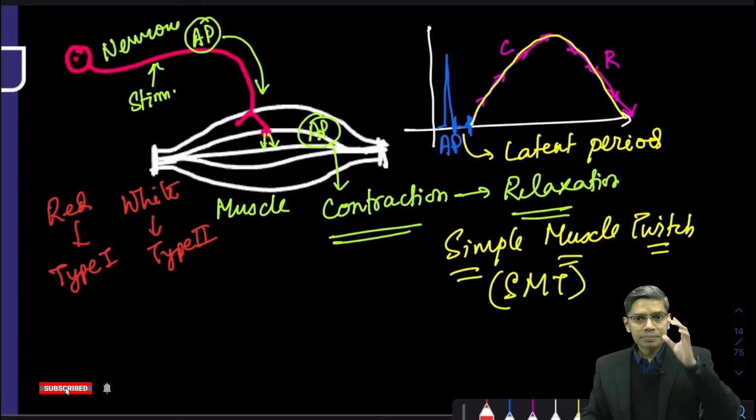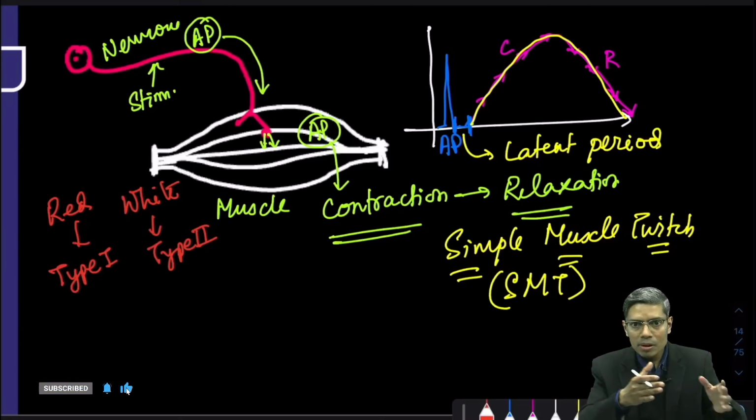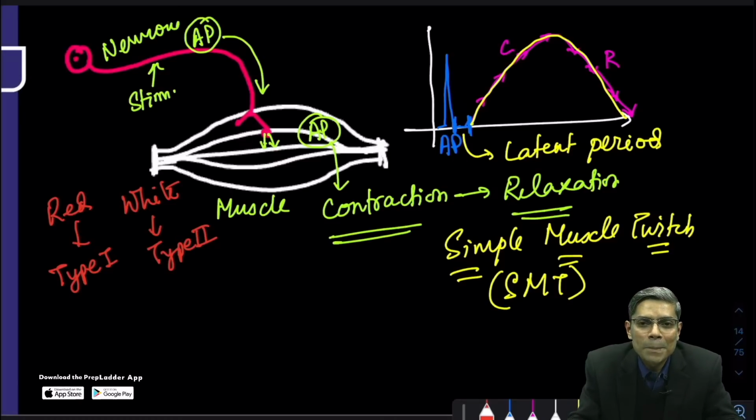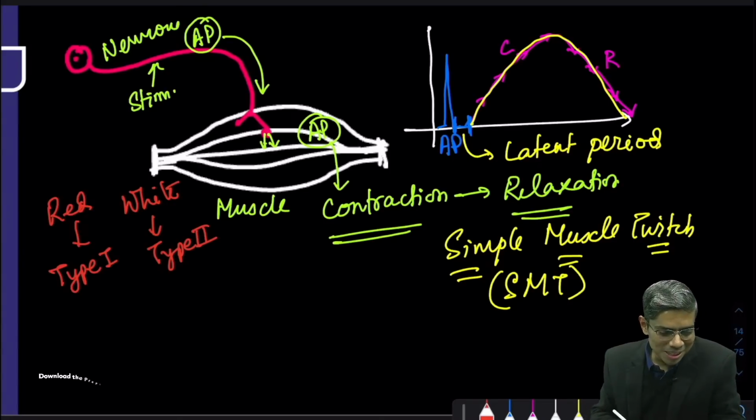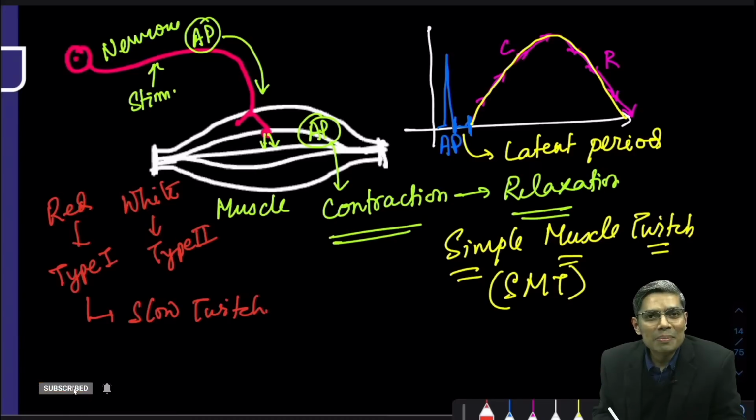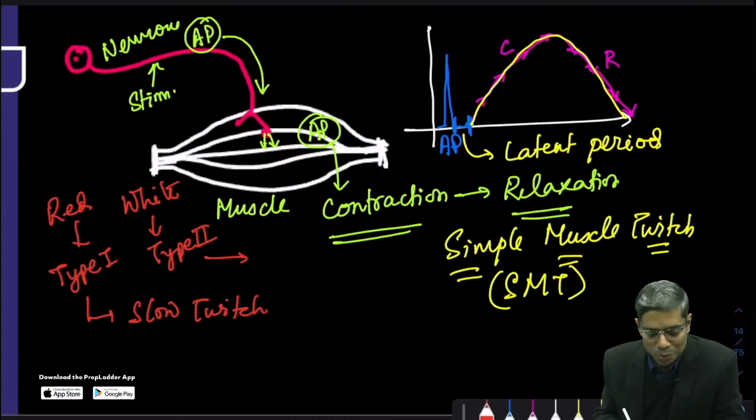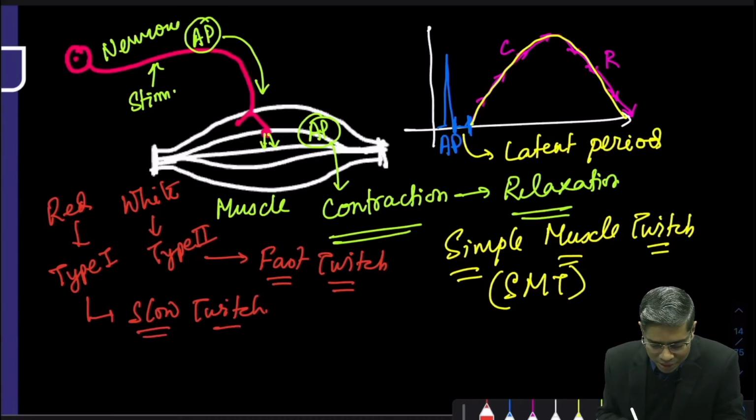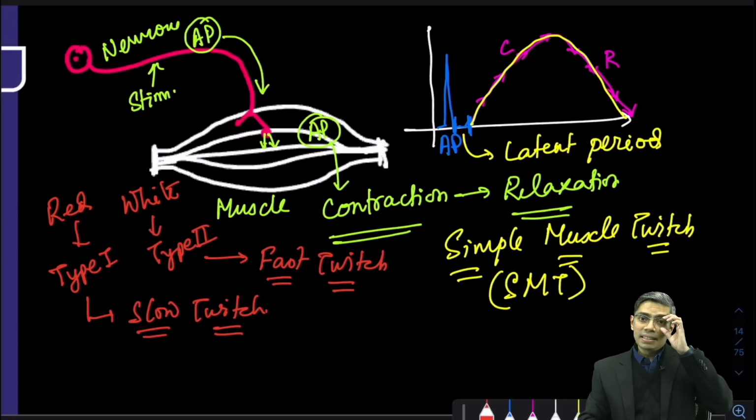Now, which one is the slow twitch muscle, type 1 or type 2? Exactly, very good. So this type 1 is known as the slow twitch muscle. Its metabolism is oxidative, and it is a fatigue resistant muscle. And type 2 is the fast twitch muscle. Although it is fast twitch, it is easily fatigable. But type 1 is slow twitch and fatigue resistant.